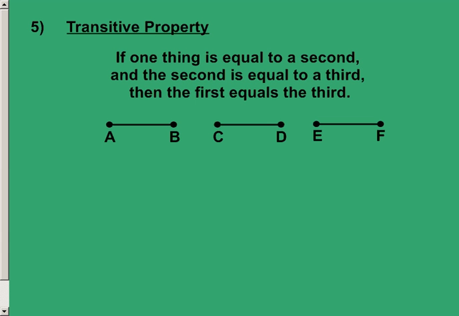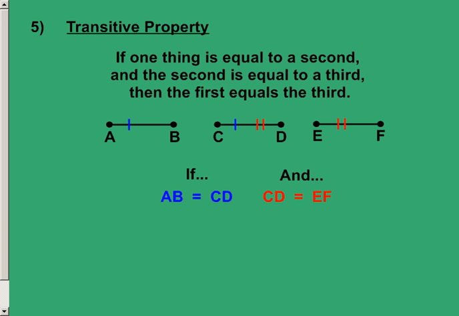Okay, but let's look at a step-by-step progression of what we might have going on here. You can see we have three line segments that are going on in this problem. And let's say we know that the length from A to B is equal to the length from C to D. Okay, so I mark that in the picture, giving them one tick mark each. And then let's say we also know that the length from C to D is equal to the length from E to F. Okay, so I mark those in the picture, giving them two tick marks each.